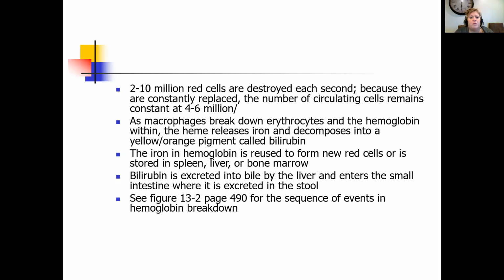As macrophages break down erythrocytes and the hemoglobin within, the heme releases iron and decomposes into a yellow-orange pigment called bilirubin. The iron in the hemoglobin is reused to form new red cells, or if it's not needed, it's then stored in the spleen, liver, or bone marrow for future use. Bilirubin is excreted into the bile by the liver and enters the small intestine, where it is then excreted in the stool.